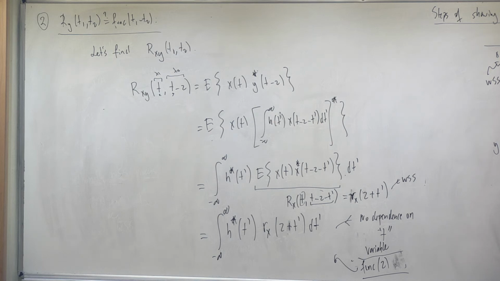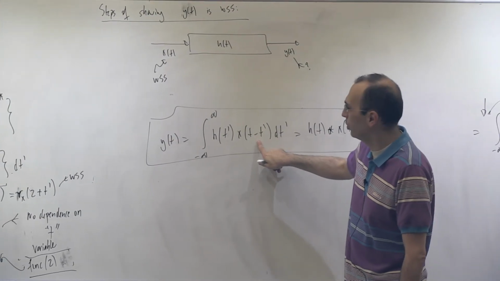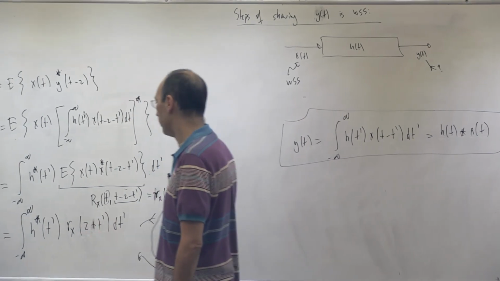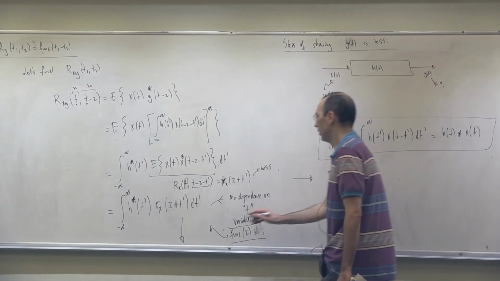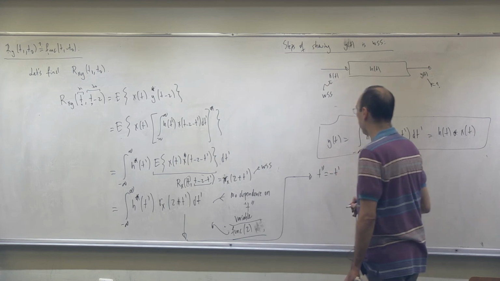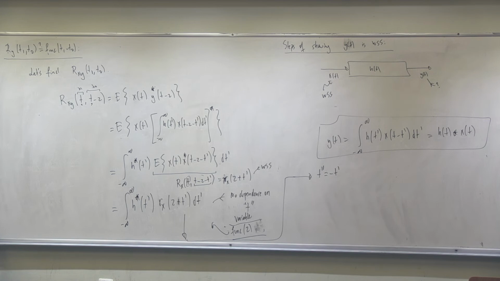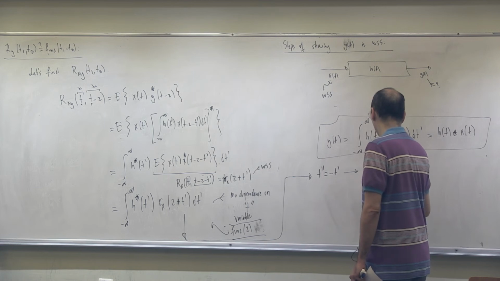So how can I make it look like a convolution? This is the convolution relationship. I'm not erasing it, for comparison purposes. Actually, I need a difference over here, isn't it? But I don't have a difference, these two are summed. So what can I do? I will do t double prime equal to minus t prime. If I do a change of variables over here, then what do I have? Minus infinity to infinity.